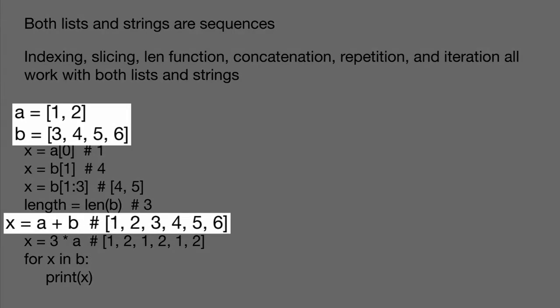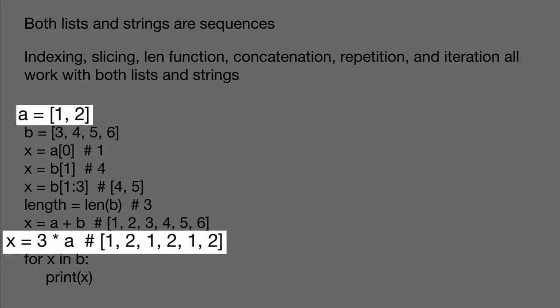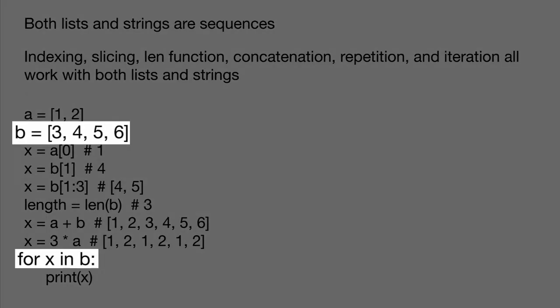When you add 2 lists, you get a list. When you use the repetition operator with a list, you get a new list with that many copies of the list operand. And when you iterate over a list, the loop index variable is assigned an item from the list. This for loop would output 3, 4, 5, and 6, each on a separate line.